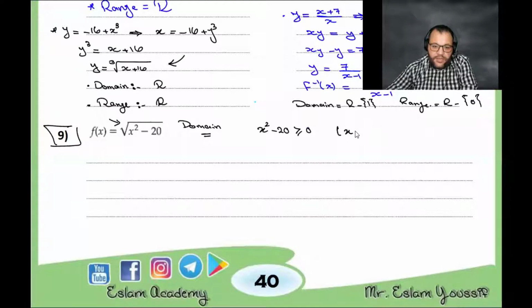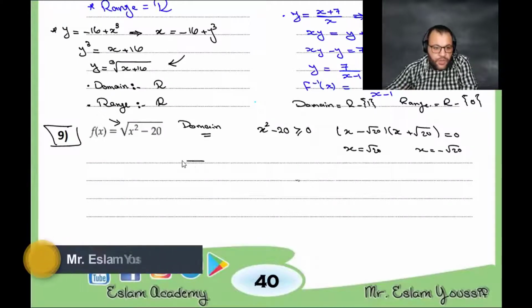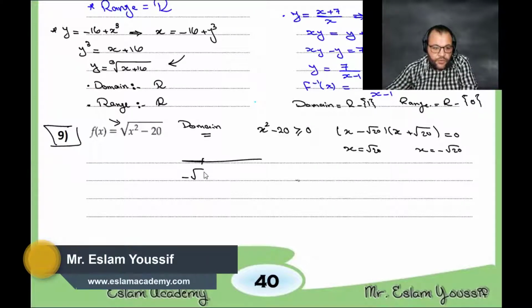So it will be x equal to root 20. x minus root 20 and x plus root 20 is equal to 0. It means x is equal to positive root 20 and x is equal to negative root 20. It means at these values, the value of the function will be equal to 0. So that is the number line. That's negative root 20 and that's positive root 20.